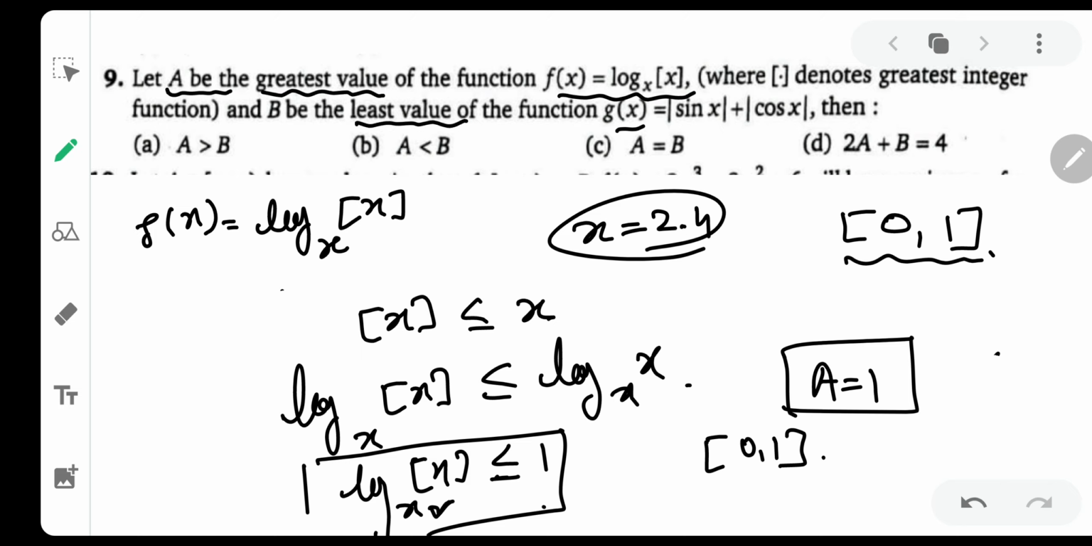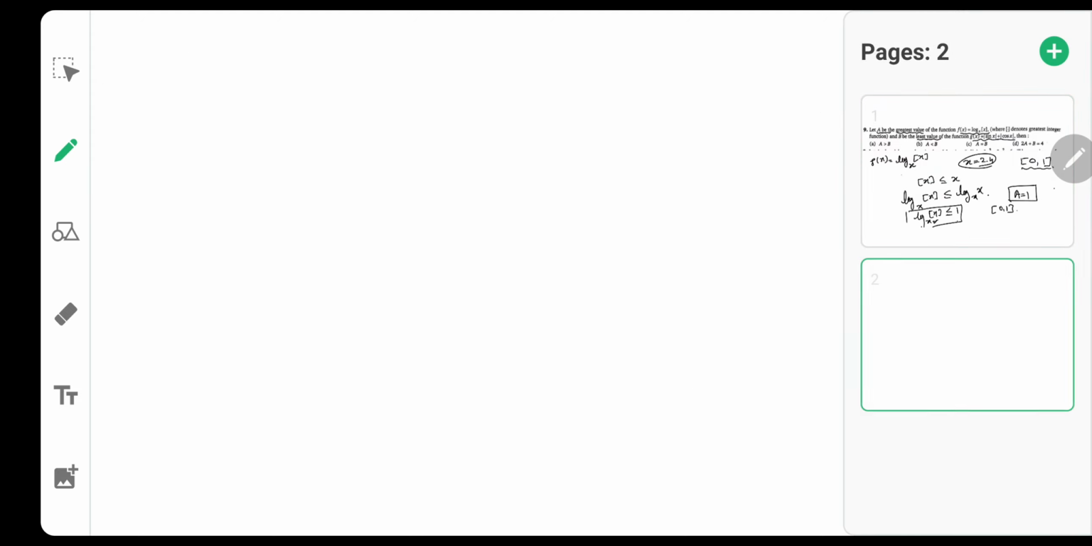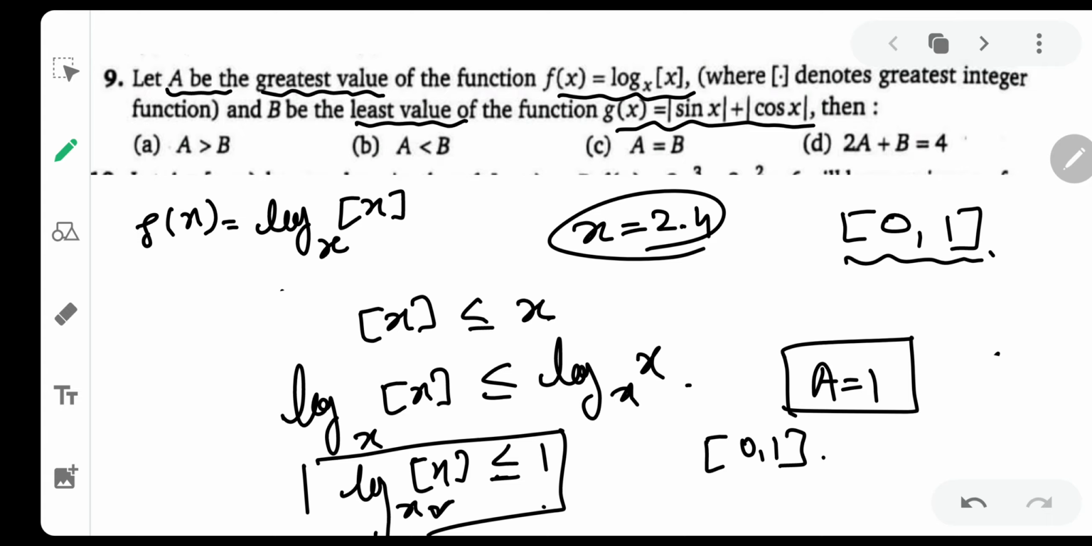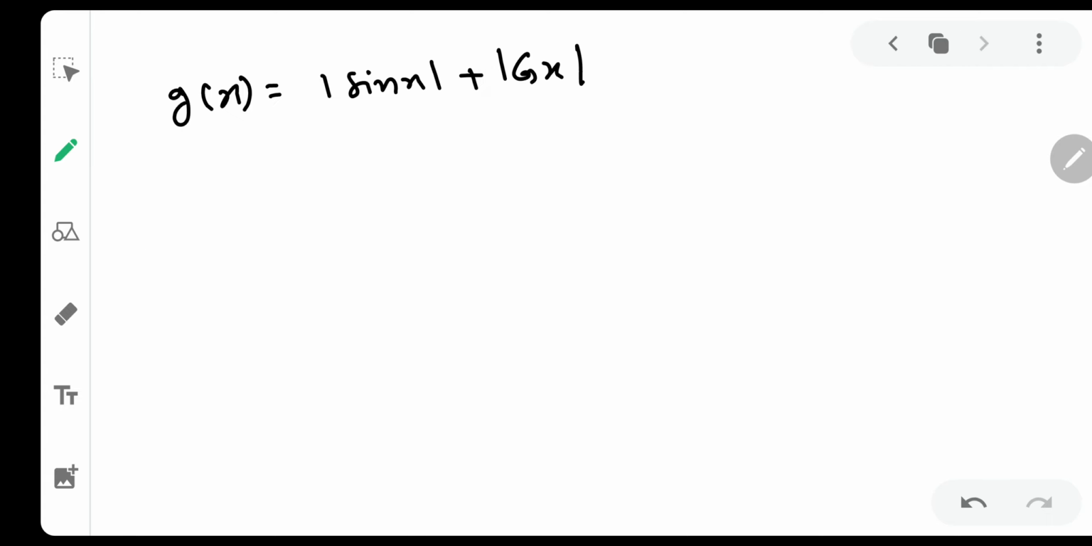Least value of g(x), mod of sin x plus mod of cos x. Let us see this. So g(x) is equal to mod of sin x plus mod of cos x. We need to calculate the range for this function. Once we calculate the range, we will get the least value of the function as well. Now there are many ways of doing the range, particularly of this type of questions. We have to calculate mod of sin x plus mod of cos x.